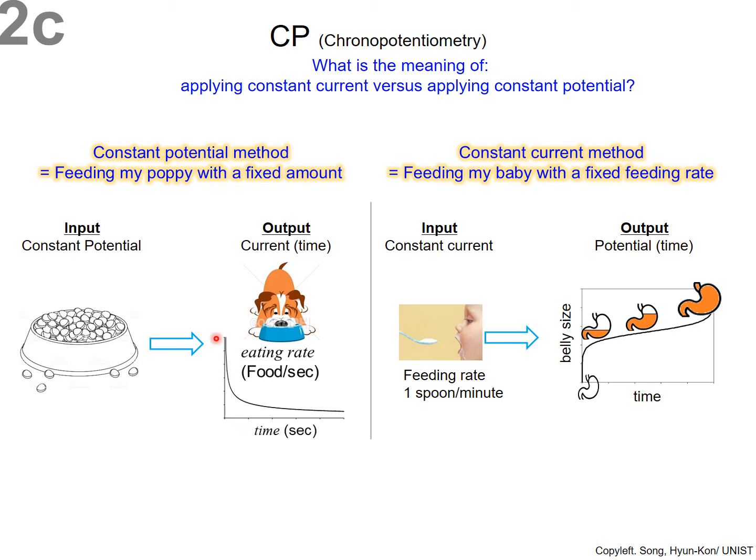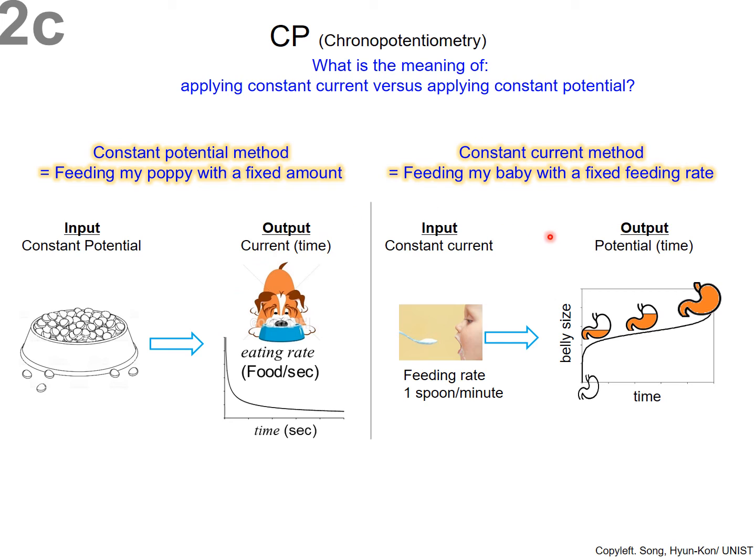At the very first time, my puppy would eat at a very fast eating rate. However, after getting some food, the eating rate would be slowed down. When the bowl is almost empty, the eating rate approaches zero because my doggy is full of food. That is like the constant potential method, and constant potential means fixing the amount of the food.